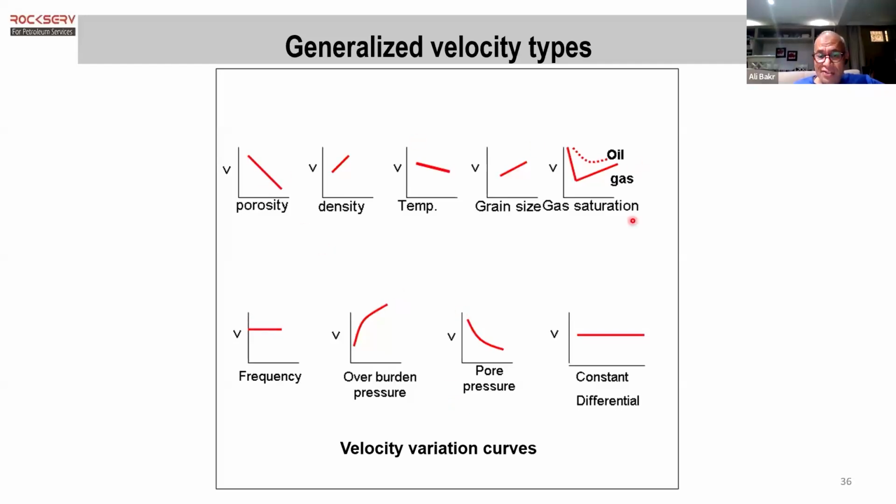We need to understand the behavior of the velocity with each one of these parameters. I'm advising the people who are working on quantitative interpretation to look over each one of these variations intensely, to understand the porosity-velocity, the density-velocity, the temperature, the grain size, the pore pressure, and the overburden pressure. All of them are very important for those people. And the overburden pressure and pore pressure are also very important for the drilling people.